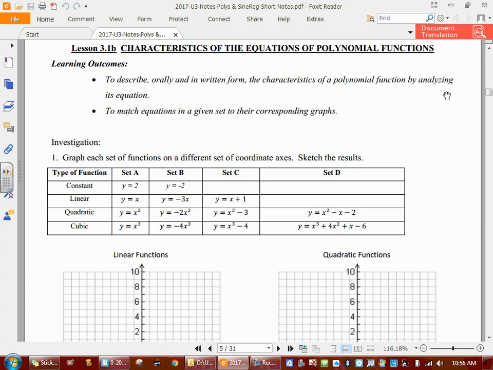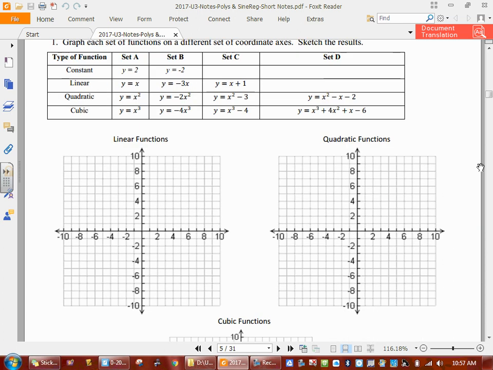Okay, this is lesson 3.1b, characteristics of polynomial functions. Last time we looked at the actual graphs and the equations and what they had in common. Now we're going to look at just the equation, and we're going to see what we can find out from the graph and sketch a general graph from the information. So again, you'll notice they are the identical equations, but that's okay. So we're going to take a look, and when we get this information, our linears.